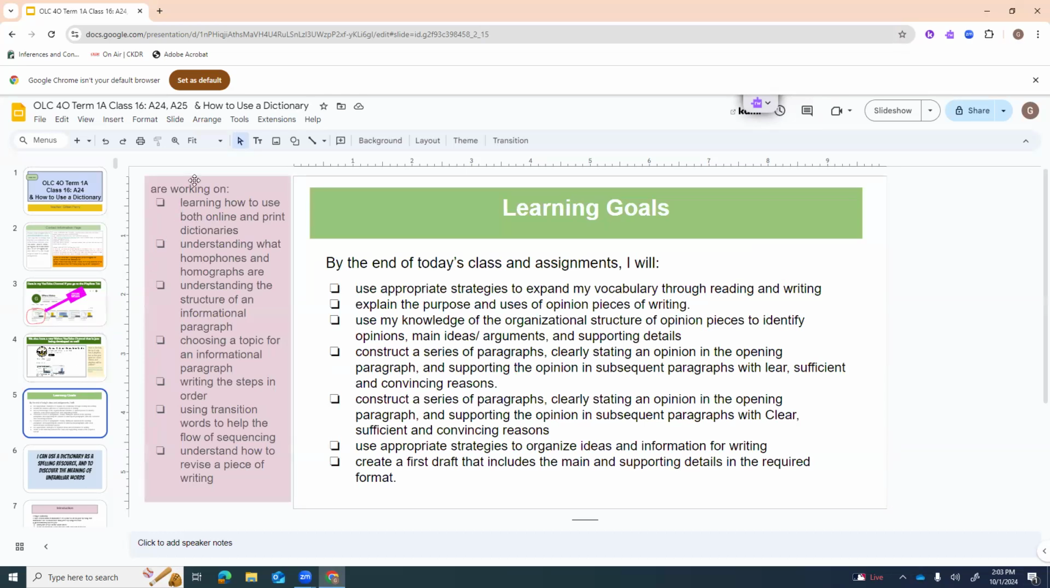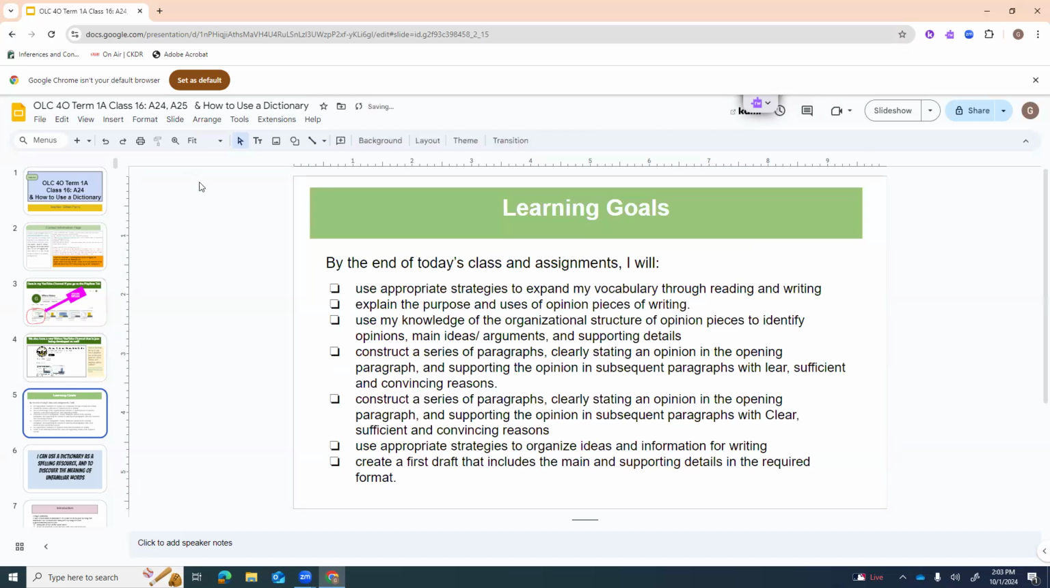Okay, so hang on a second. Learning goals, we always kind of put these up here. By the end of today's class, you should be able to use appropriate strategies to expand your vocabulary through reading and writing, explain the purposes and uses of opinion pieces of writing, use the knowledge of organizational structure of opinion pieces to identify opinions, main ideas and arguments, and supporting details.